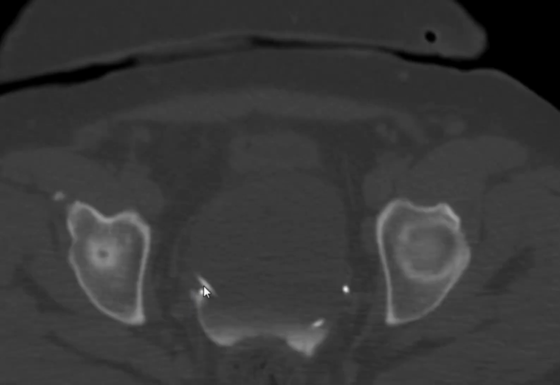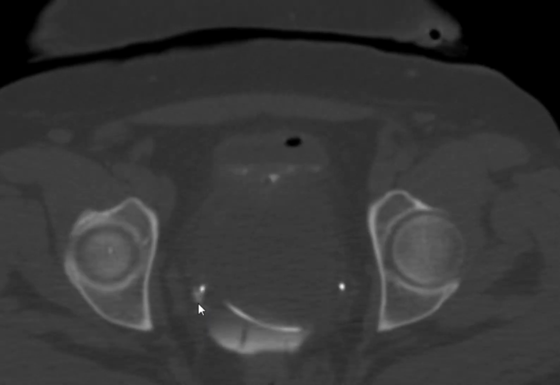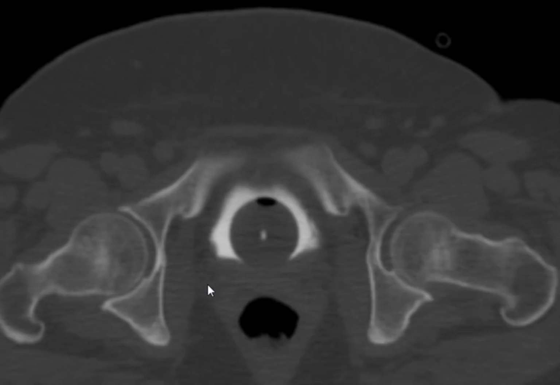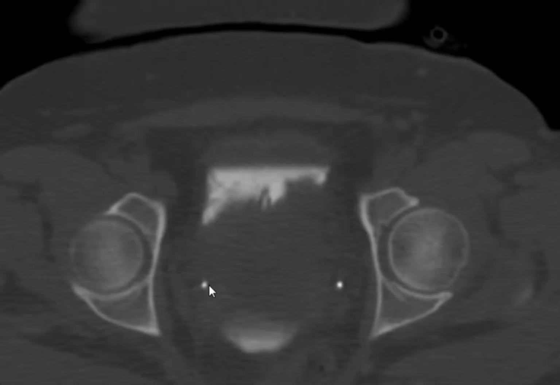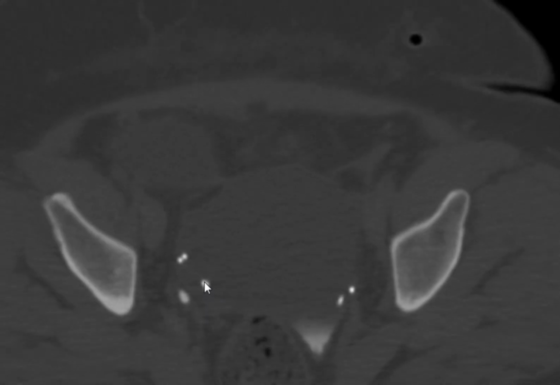And then cut. And the double J here with contrast. Okay, see the double J coming like that. And see? Getting out of the ureter.